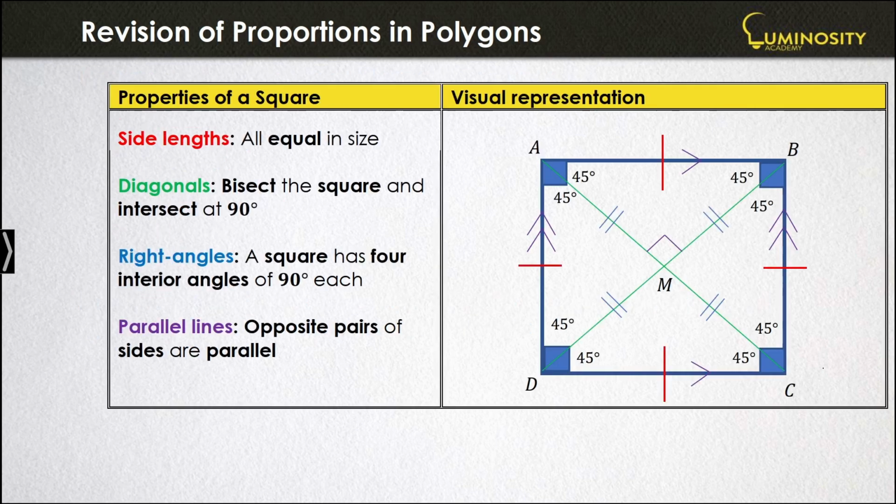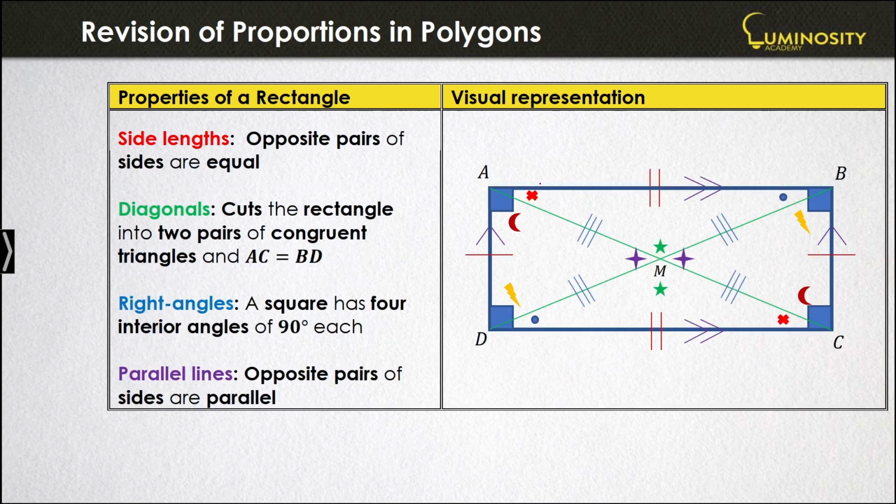So to summarize again, a square essentially is a four-sided polygon, a quadrilateral, where all side lengths are equal. So this side length S is equal to every other side length here. The diagonals bisect the square and intersect at 90 degrees. There are four right angles in the interior of the square. The diagonals also bisect those right angles into 45-degree angles, and opposite pairs of sides are parallel.